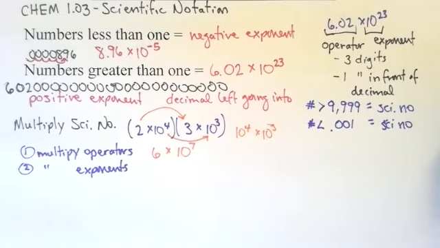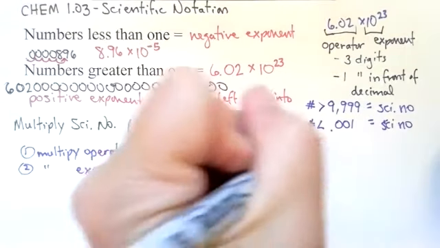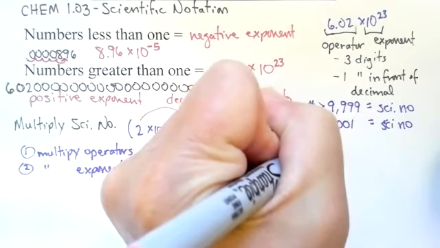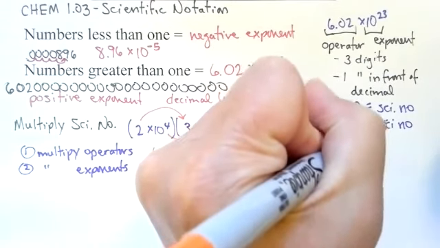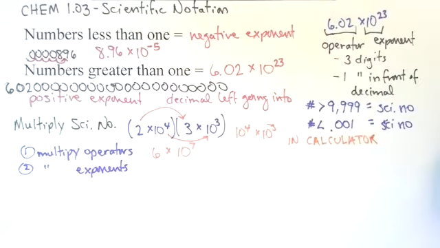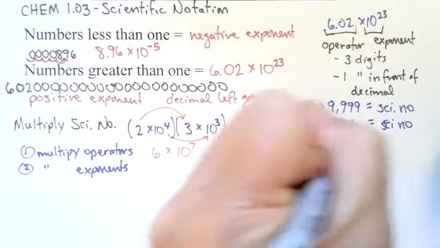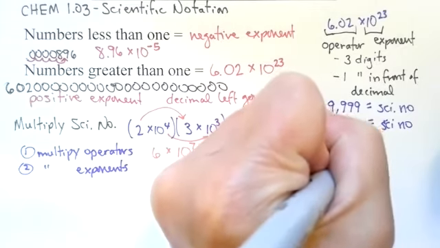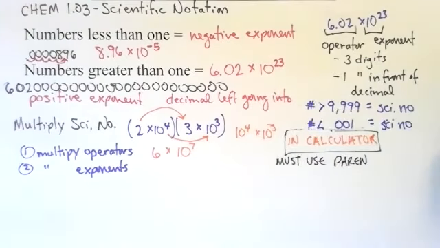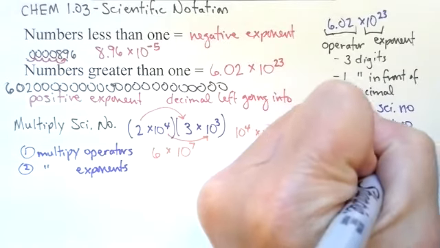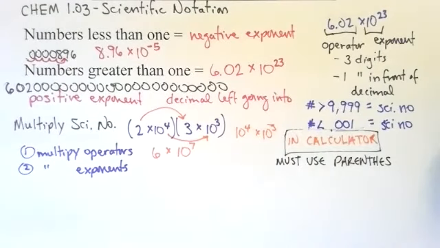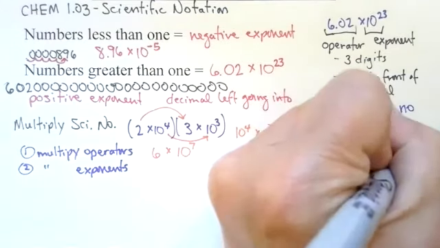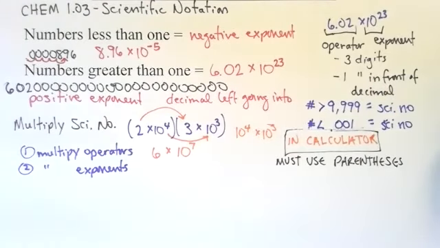Something that you'll have to be careful of. If you do this in your calculator, and this isn't so much true for multiplication as it is for division, but I'm going to box around this: you must use parentheses. I think it's spelled that way, I might have spelled that wrong. You can call me on it later. I'll show you why when we do division.